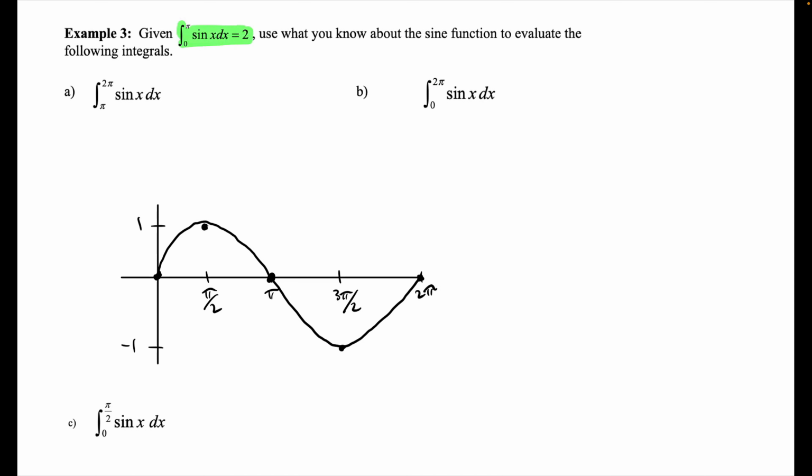I'm going to highlight this same color because that's what this is here. Said it's positive 2. That's what it tells. That's the given part. I'm going to use that to answer the rest. Okay, so A, now they want me to go from pi to 2 pi. That's down here, right?